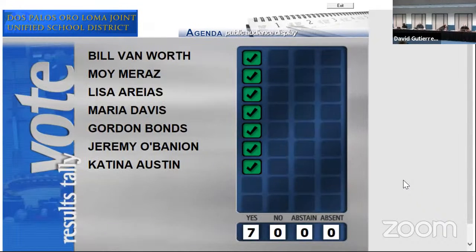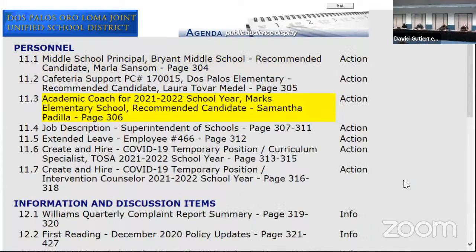Passes. 11.3, academic coach for the 2021-2022 school year, Merced Elementary School. Recommended candidate: Samantha Padilla. Is there a motion? So moved. By Mrs. Davis, second by Mr. Merced.